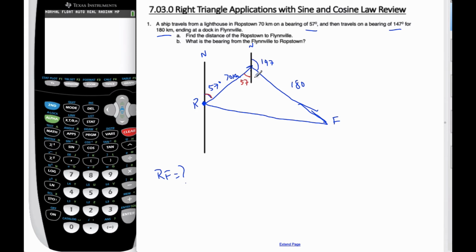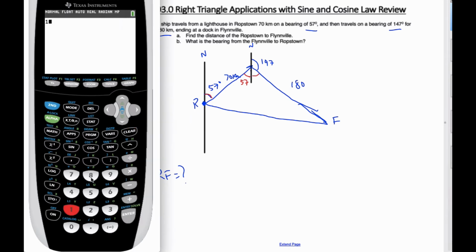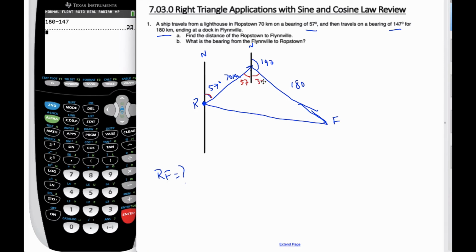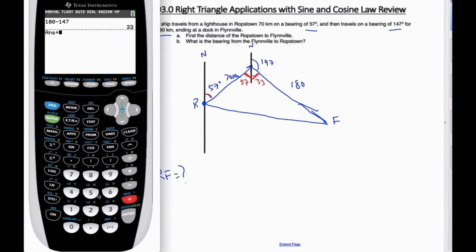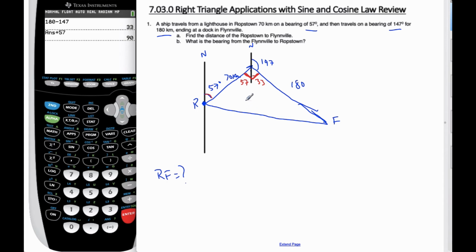And if this is 147, then this part of the angle, if I subtract 180 minus the 147, I get 33. If this is 33, in total then, this is a 90-degree angle. If I add 57 and 33, just double checking that, convincing everyone here that it's 90. And so conveniently, this is a right triangle. And I am looking for this distance here.